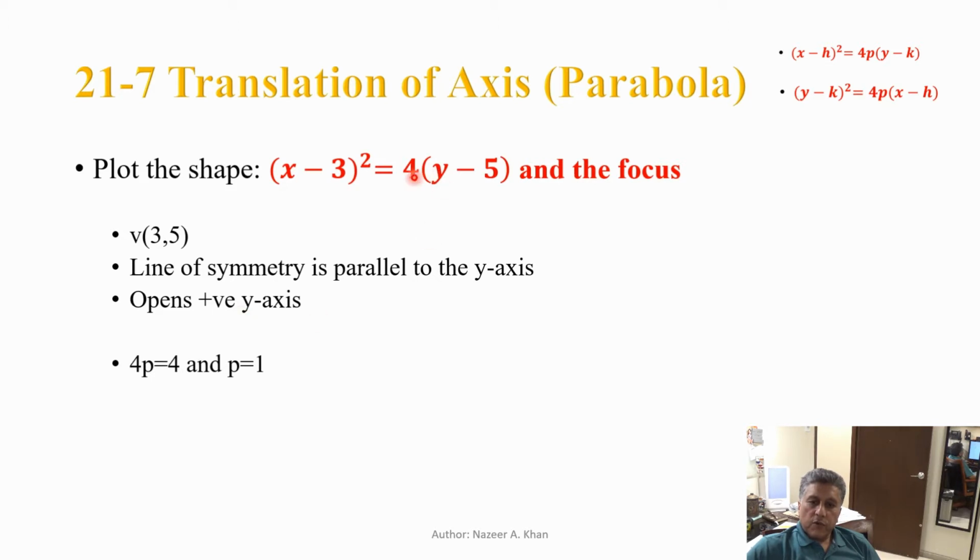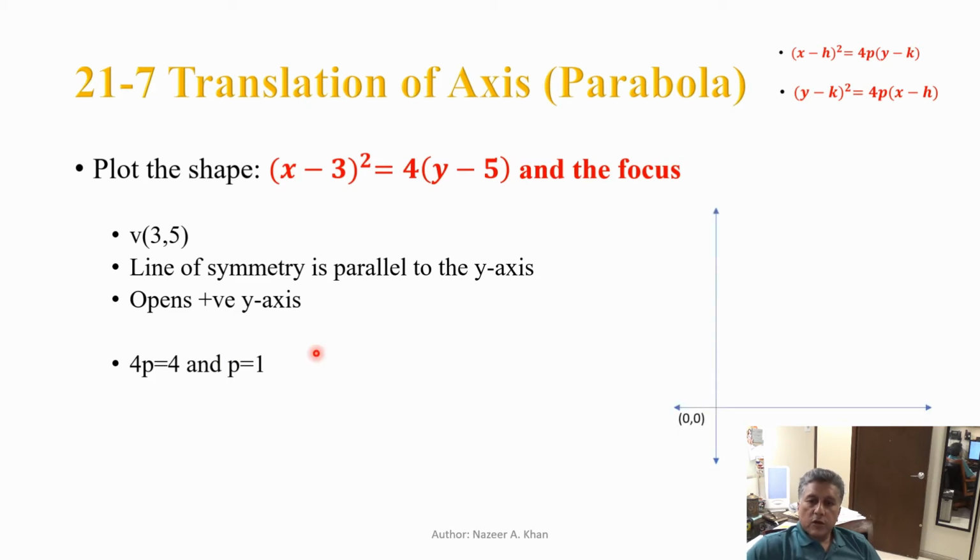We know that 4p, right, according to the formula, 4p is equal to 4. So that's what I'm going to equate, and I'm going to get the distance. P is the distance from the vertex to the focus, right? So I could equate this and solve it. P is equal to 1.